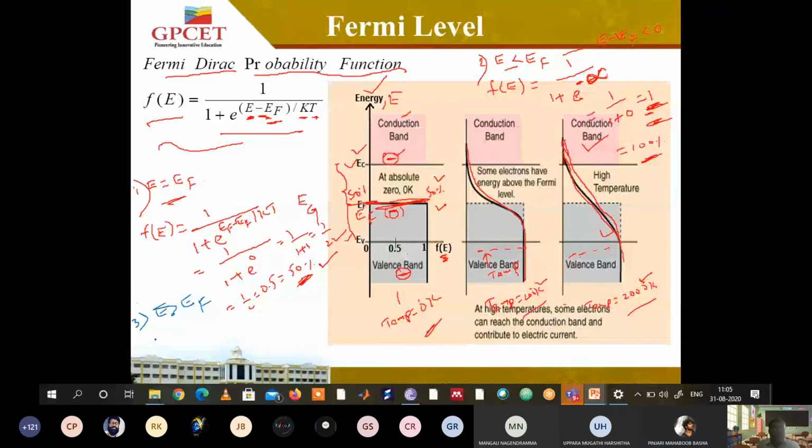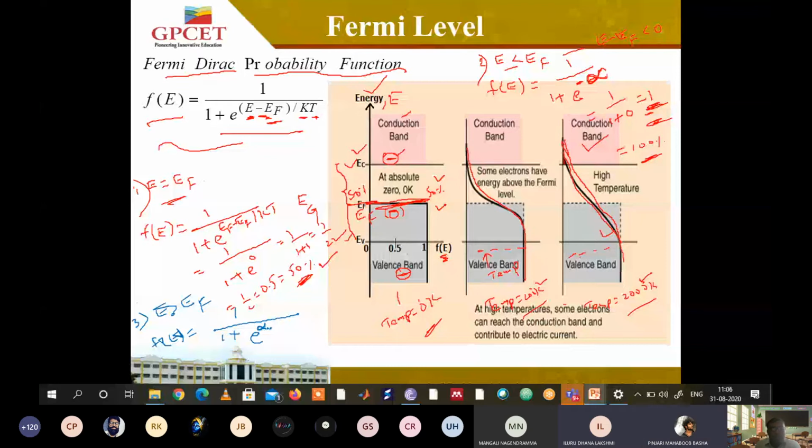Anyone, unmute your voice and tell me what is the probability of occupying an electron, F of E equal to? If E is greater than EF, it is equal to how much? 1 divided by 1 plus e power. E greater than EF means, is it infinity or minus infinity? Plus infinity, very good.